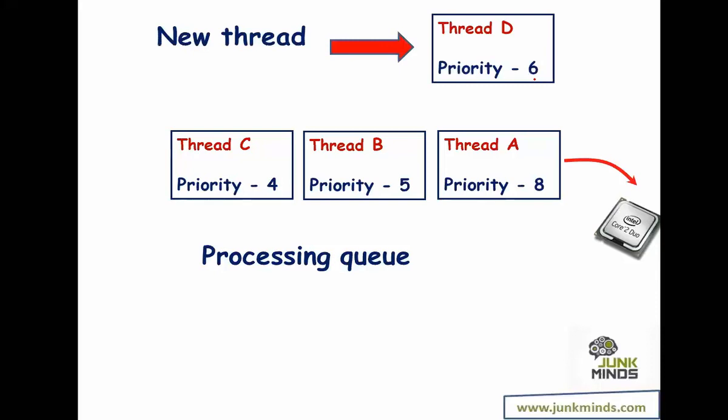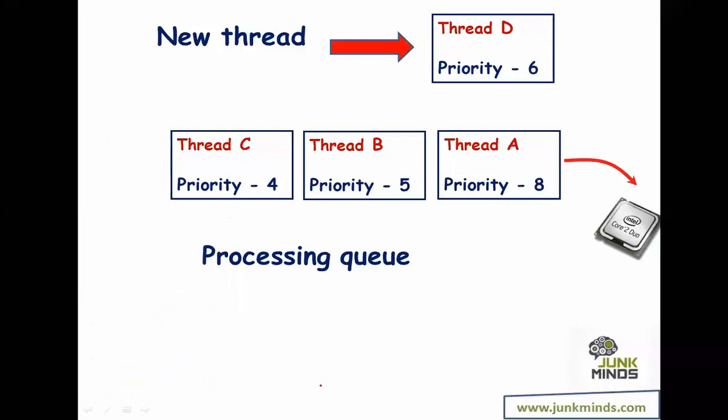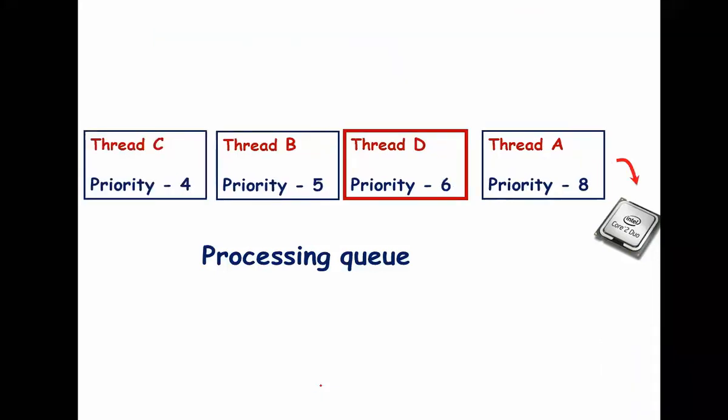Now suppose a new thread comes in, thread D. By default, you might feel that thread D should go directly at the end of this queue. But no, it does not happen. Because the system is using a priority queue, it will check the priority of this thread. It finds that the priority of thread D is less than that of A, but more than that of B and C. So D will get inserted directly over here. This is the priority queue that is going to be used.